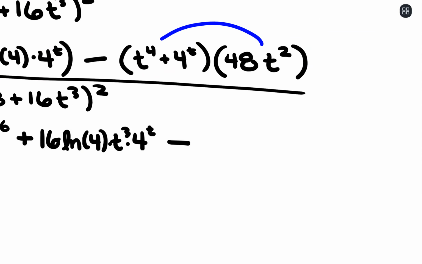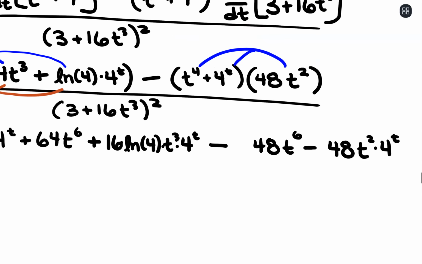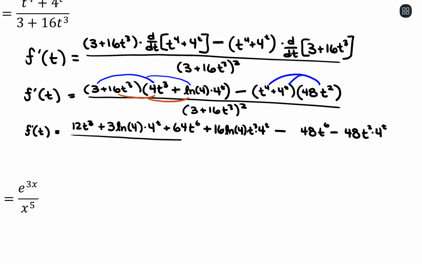And over here, we're going to distribute that 48t squared. So I'm going to keep those parentheses going. 48t squared times t to the 4th, so that'll be a t to the 6th. And then plus 48, and then t squared times 4 to the t. And then we're distributing that negative in, so to drop those parentheses, we just need to subtract both of those. Okay. Okay. 16t cubed squared in the denominator.